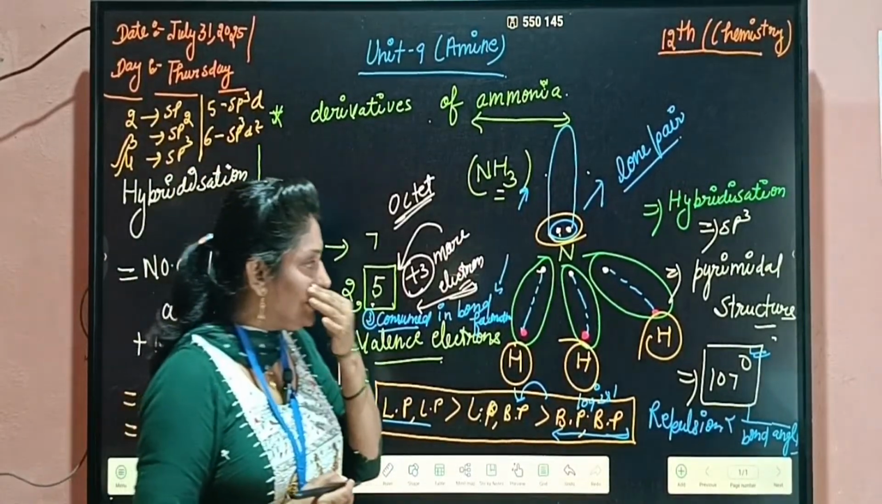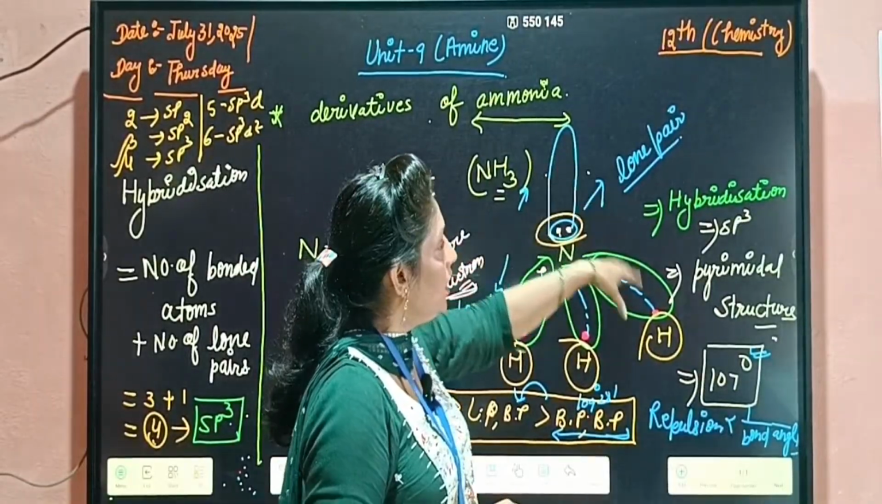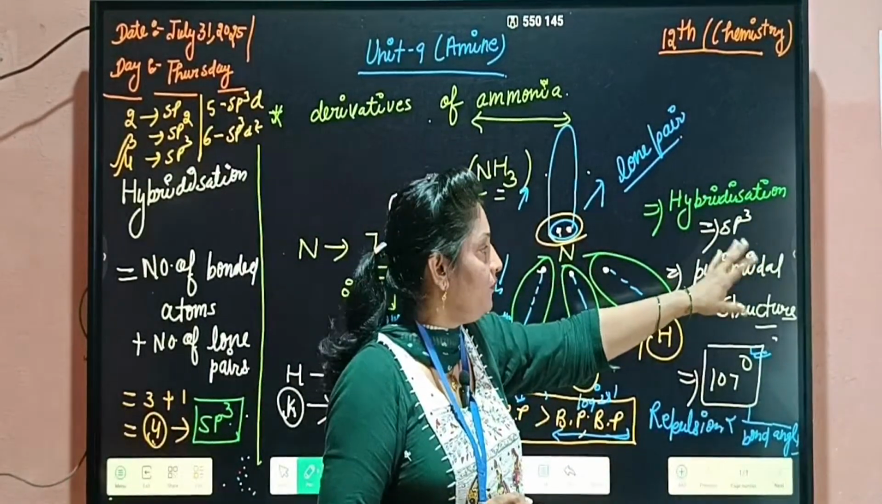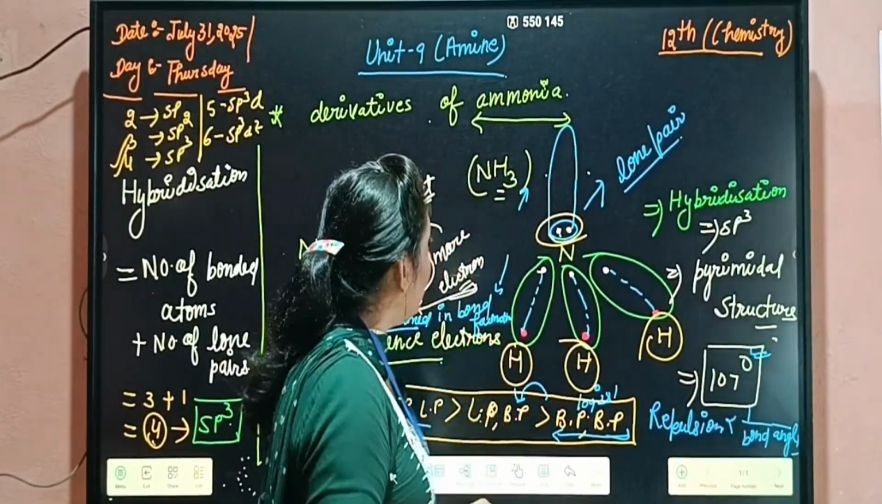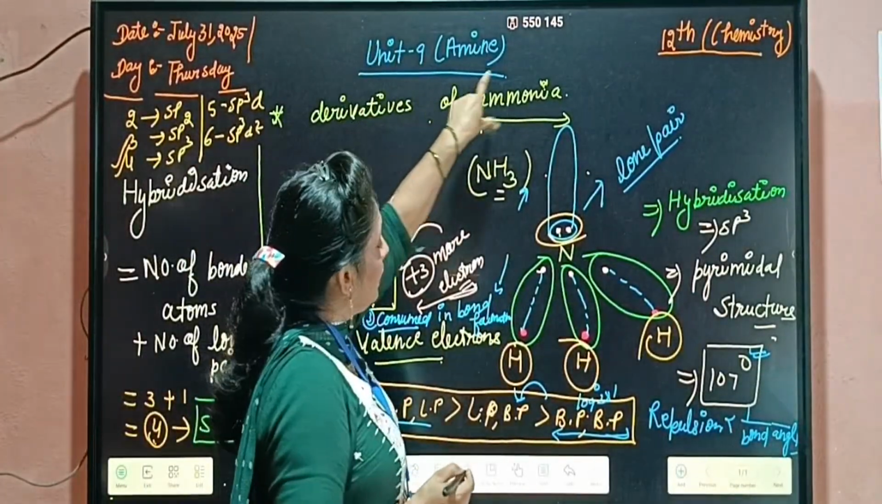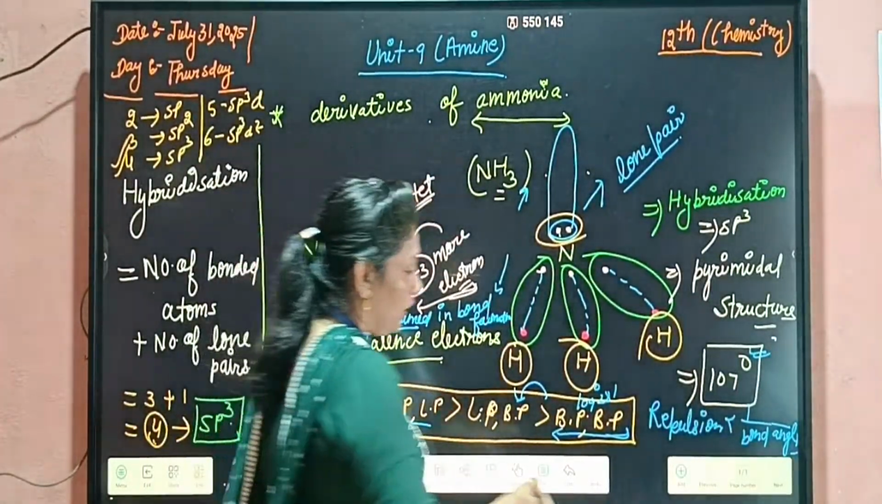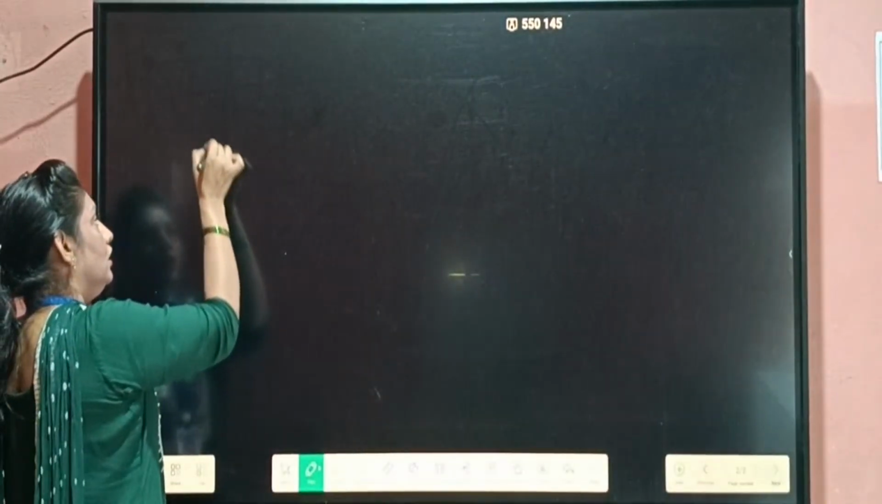So students, ammonia is NH3. It has 3 bond pairs and 1 lone pair. Its hybridization is sp3. Structure is pyramidal and angle is 107 degree. So I told you, amines are derivatives of ammonia. How are they? Ammonia.